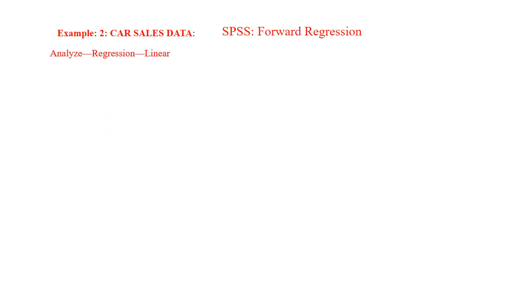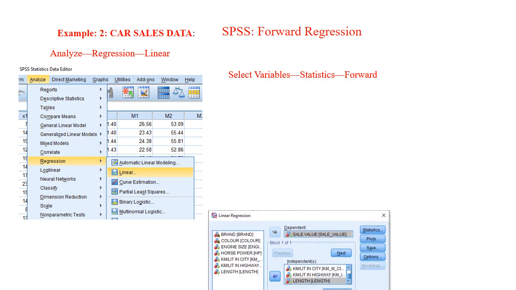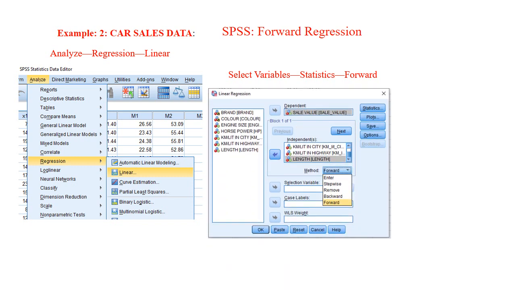Analyze, Regression, and Linear. Then you can see the editor, and once you press Linear, you have to select the variables and statistics and forward. Here is the selection of the variables. The dependent variable is the sale value, and for the independent variables you select engine size, horsepower, kilometers per liter in the city, kilometers per liter in the highway, and length of the car. For this, you select the statistics.